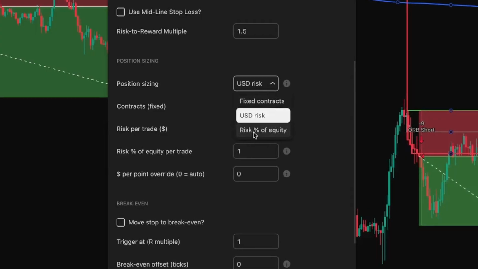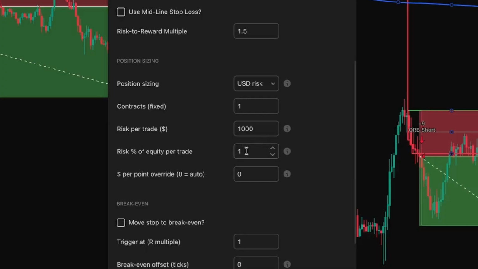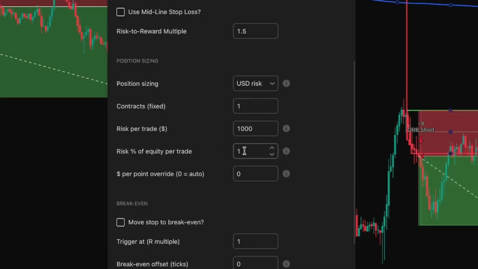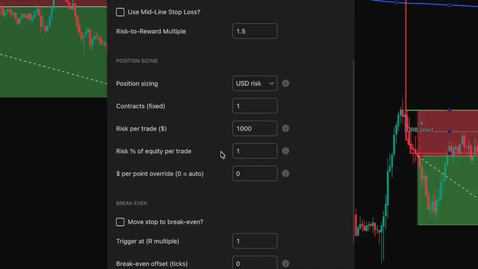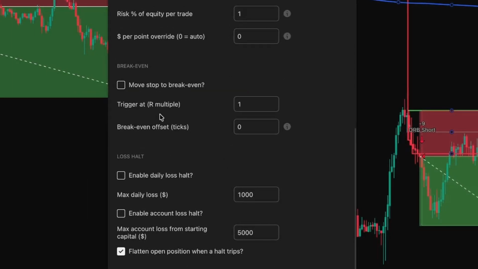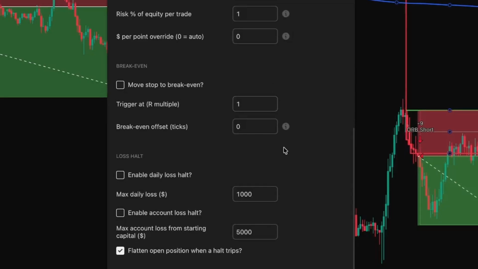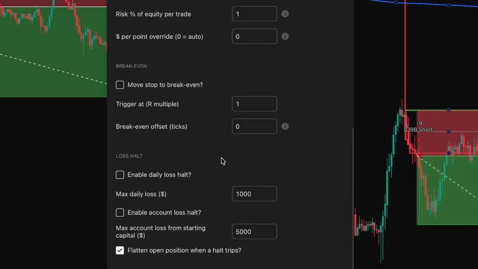You can also do risk percent of equity. Again, I have a $100,000 account. You can do the percent risk if you would want. Again, this was made specifically for prop firms. I also added a break-even rule, at what point you want the break-even to be triggered. I added that here, so if you like it, you can play around with it.